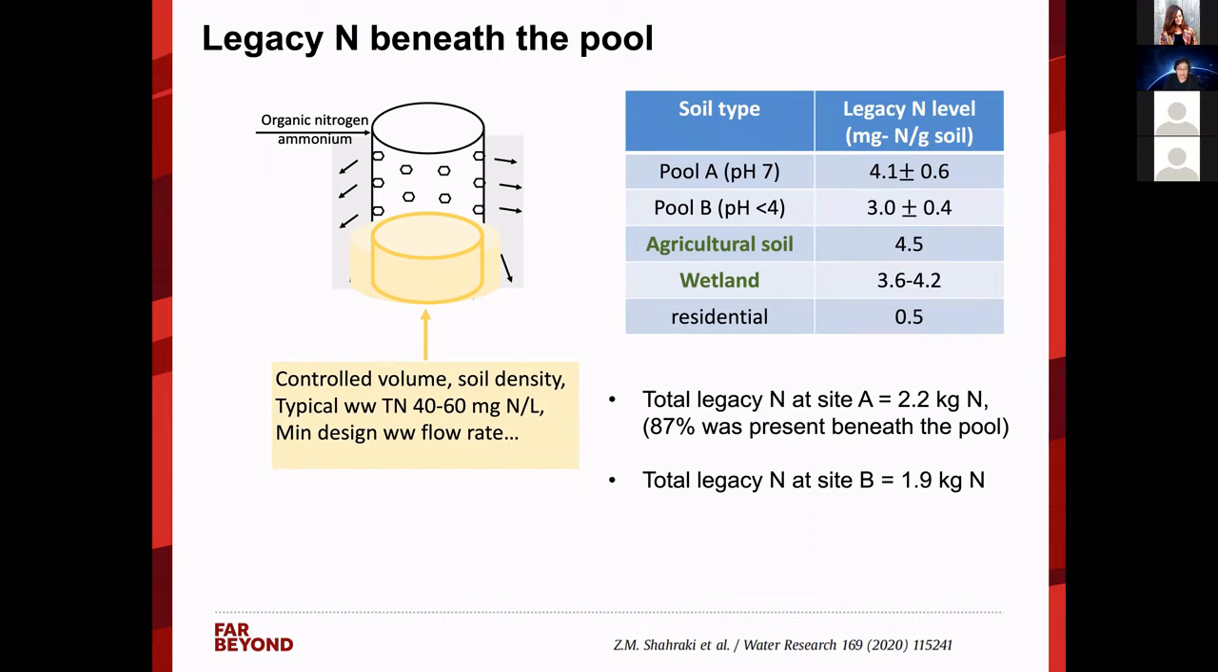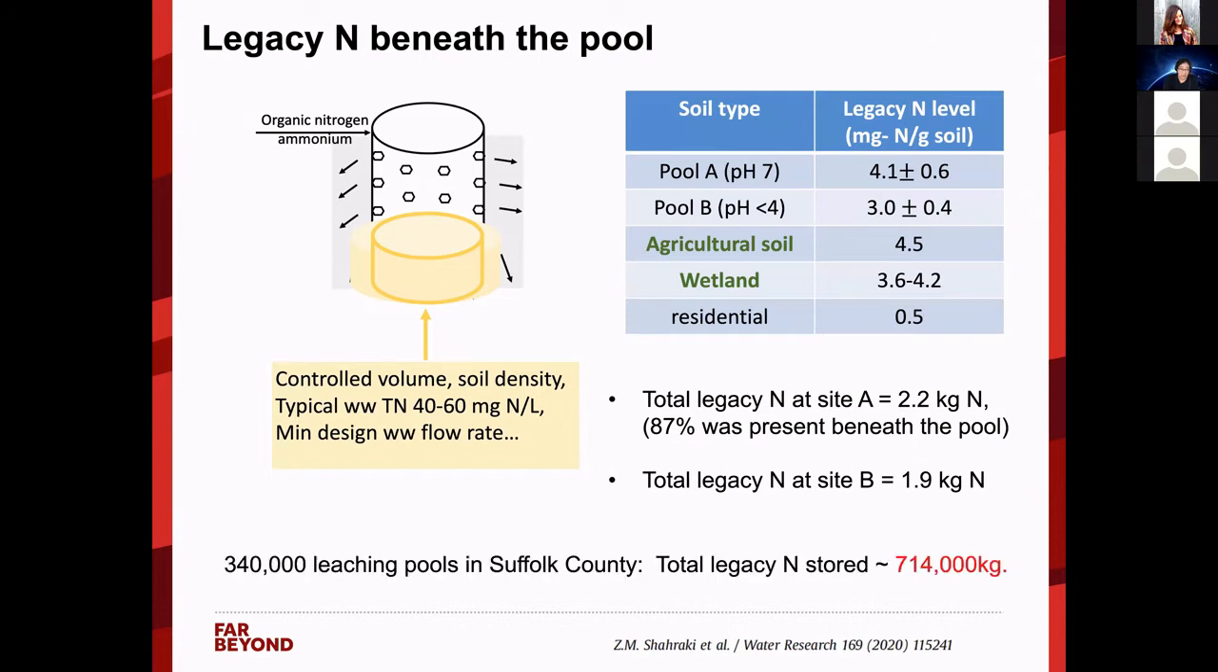87% of this labile nitrogen was present beneath the pool. For site B, the total labile nitrogen is comparable, 1.9 kilograms of nitrogen. If we scale it up to calculate for the 340,000 leaching pools, roughly this number, in Suffolk County, we get the total labile nitrogen currently stored is around 714 tons.